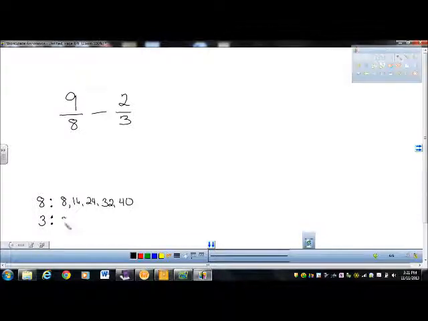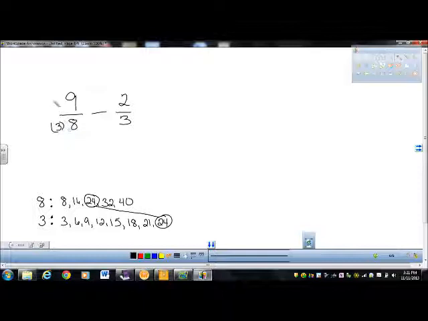And for 3, we have 3, 6, 9, 12, 15, and you'll see that I'm just counting by 3s, 18, 21, 24, oh, I found one. 24 seems to be our least common multiple for both 8 and 3. So I need to make these both 24. Well, how do I make the 8 24? Well, I can multiply it by 3.